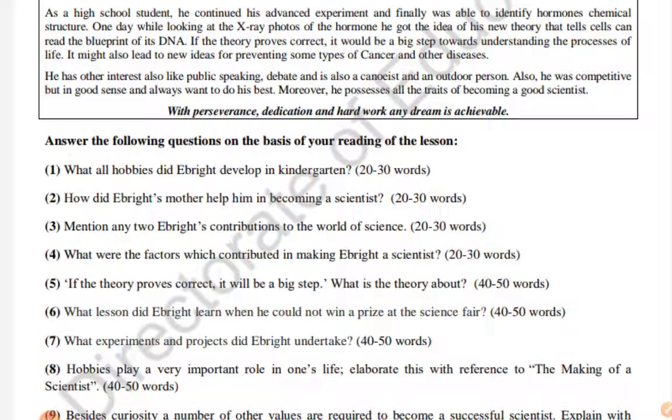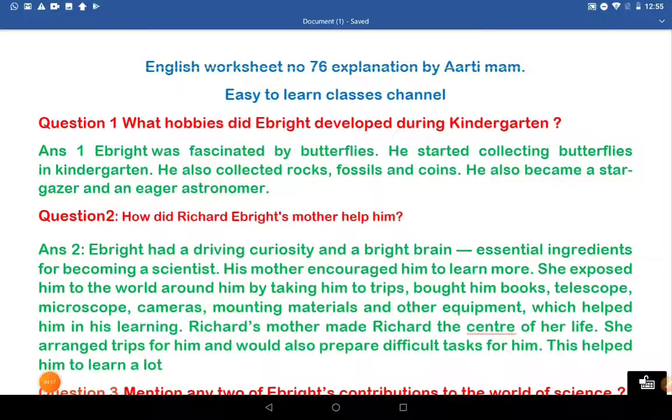Question number 1. What hobbies did Ebright develop in kindergarten? Let us start the answers. The answer is: Ebright was fascinated by butterflies. He started collecting butterflies in kindergarten. He also collected rocks, fossils, and coins. He also became a stargazer and an eager astronomer.